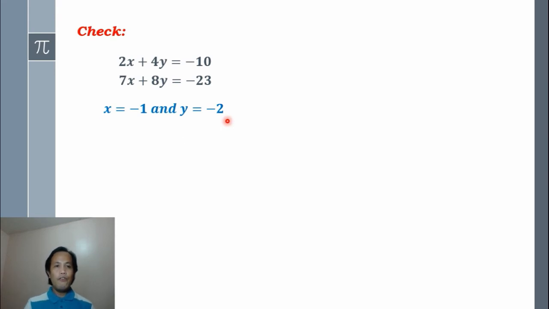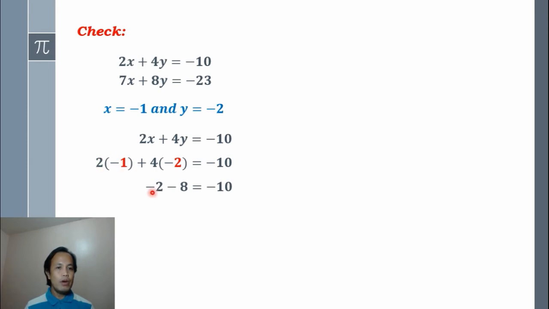Now, let us check equation 1, which is 2x plus 4y equals negative 10. So we will substitute the values of x and y into the equation. We will have 2 times our x, which is negative 1, then we copy plus 4, then our y is negative 2. We simplify: 2 times negative 1 is negative 2, then 4 times negative 2 is negative 8. Then negative 2 minus 8 is equal to negative 10, which is equal to negative 10. So we got a balanced equation for the first equation.